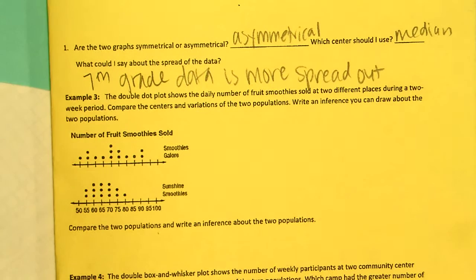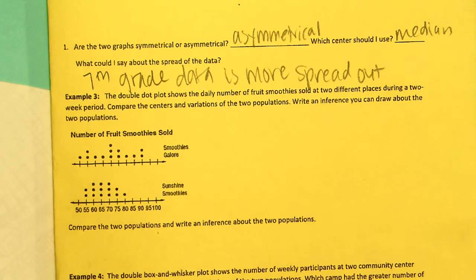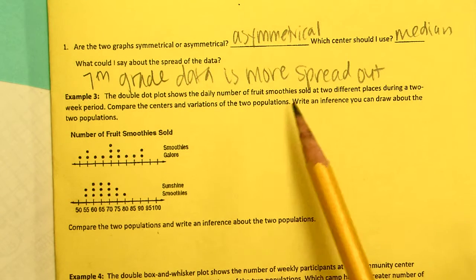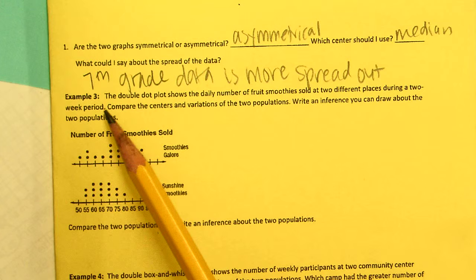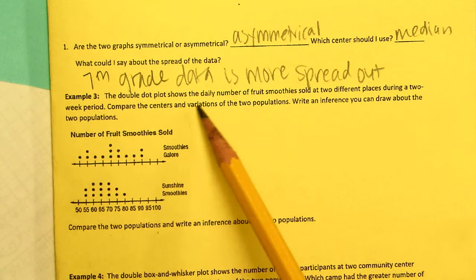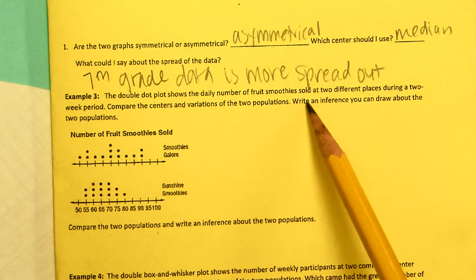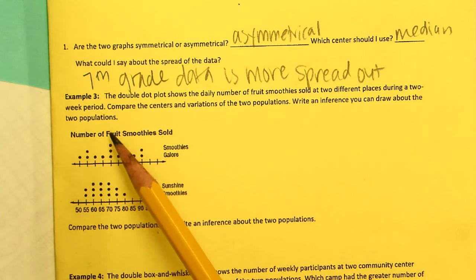Example 3 says a double box plot, or a double dot plot, shows the daily number of smoothies sold at two different places over a 2-week period. Compare the centers and variations of the two populations. Write an inference you can draw about the two populations.